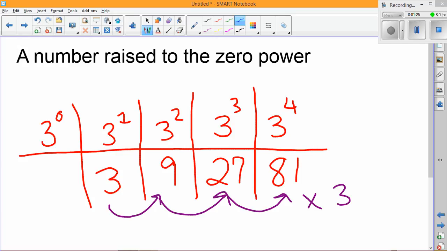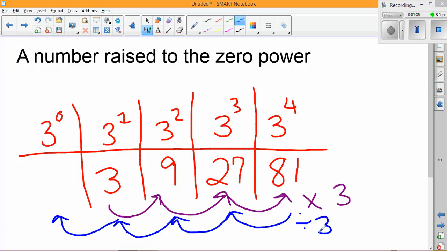And in the opposite direction, if I want to go this way, I can simply divide by 3. 81 divided by 3 is 27. 27 divided by 3 is 9. 9 divided by 3 is 3. And then I can fill in this blank here because 3 divided by 3 is 1. And this will work for any number.